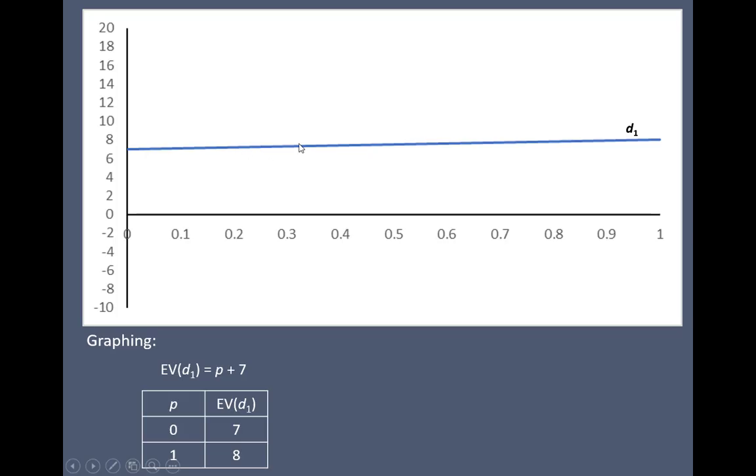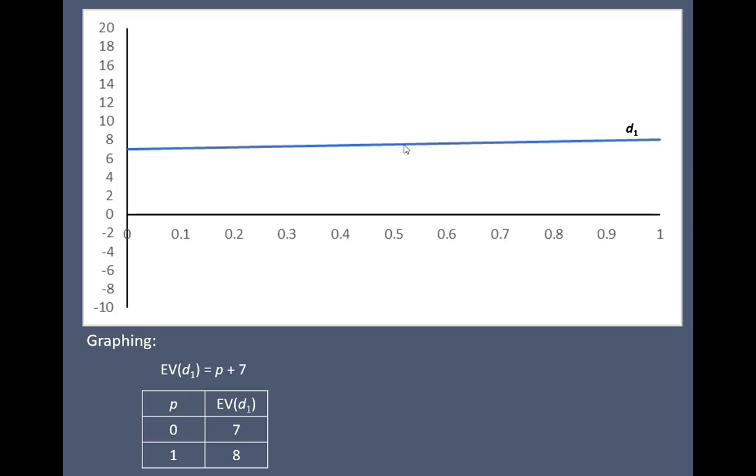We have a very slight increase. What this is telling me is that as the probability of state of nature 1, remember everything we're doing is altering state of nature 1, this x-axis represents the probabilities associated with state of nature 1. So as this line goes up, the profit or the expected value of decision 1 is slightly increasing. That is the significance of this line. It represents exactly how much profit I expect to make from decision alternative 1.